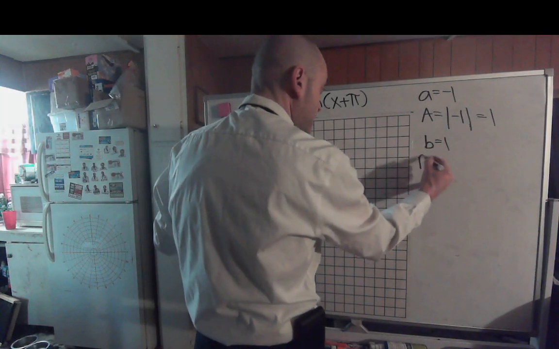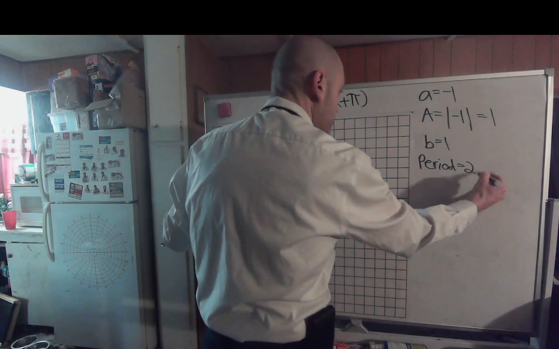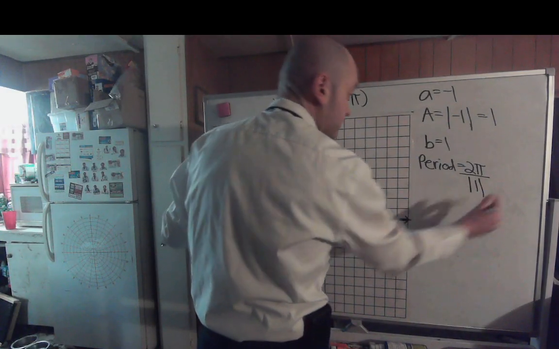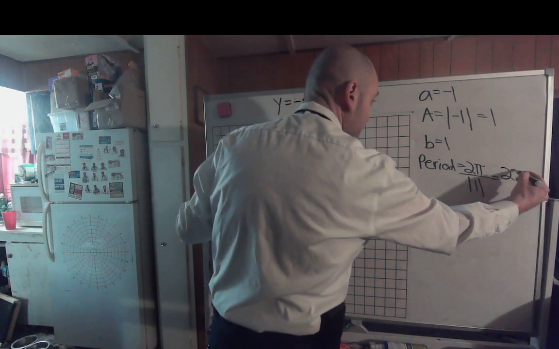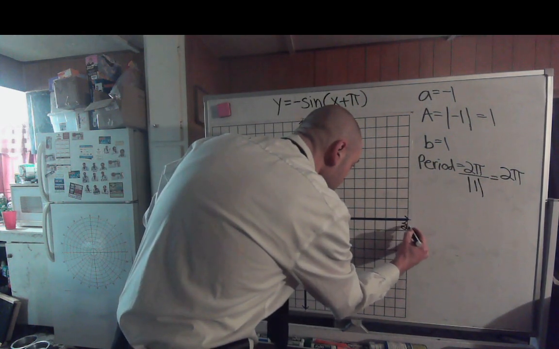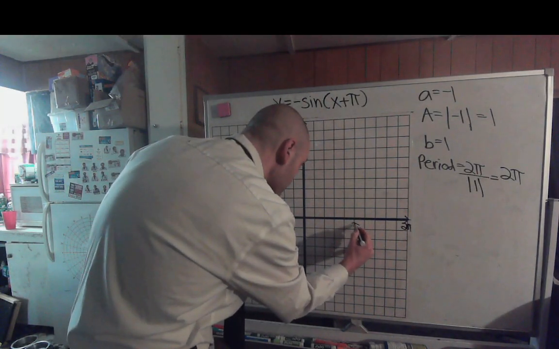So that means your period is going to still be that 2 pi over the absolute value of b, which is the absolute value of 1, which would mean your period is 2 pi. And I forgot to keep these up, so I've got to redraw them. I'll try to be quick.